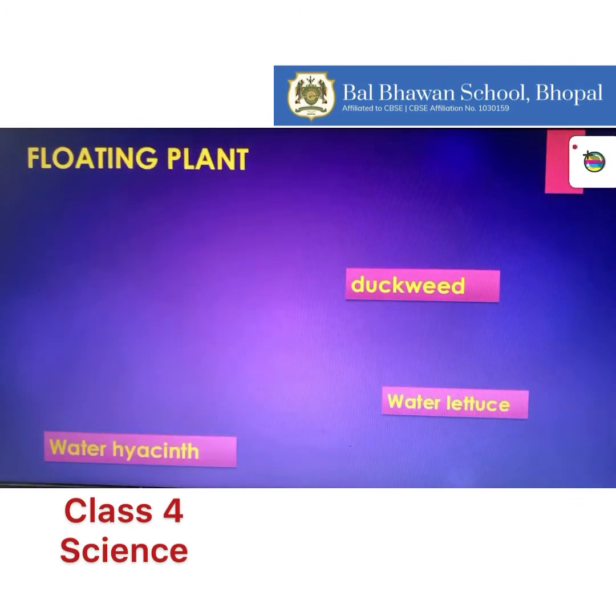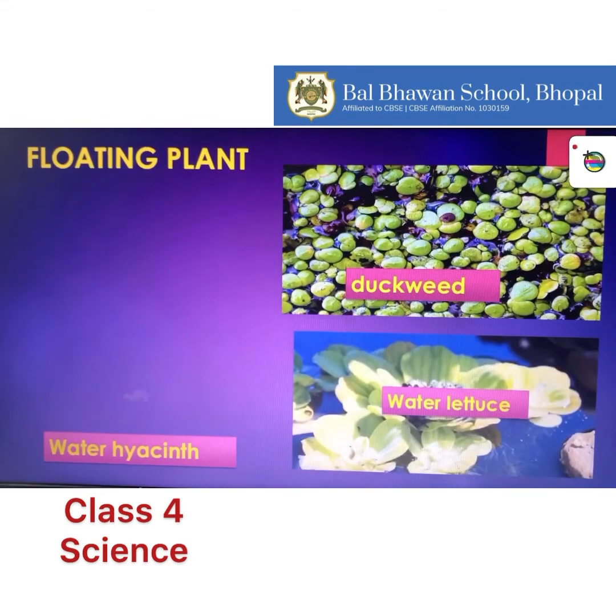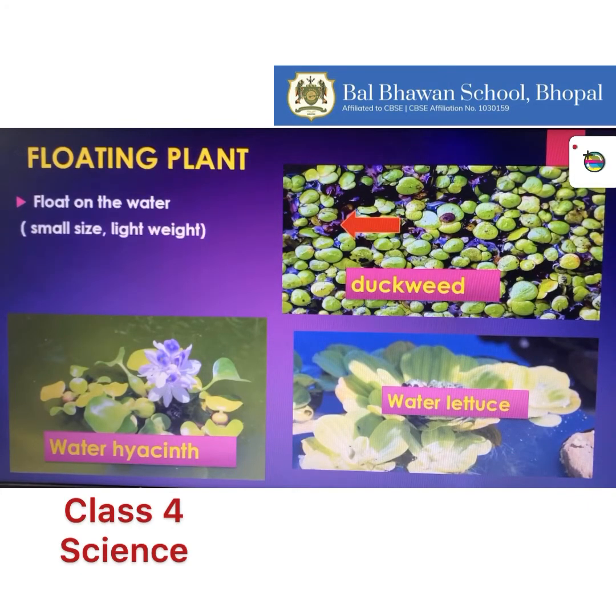Now let's move on to the floating plant. The examples are duckweed, water lettuce, and water hyacinth. By the name itself, you can know that these plants float on the surface of the water. Let's take the example of the duckweed. It's small in size and it's light in weight. It can easily float on the surface of the water. Now these plants are not fixed to the soil.